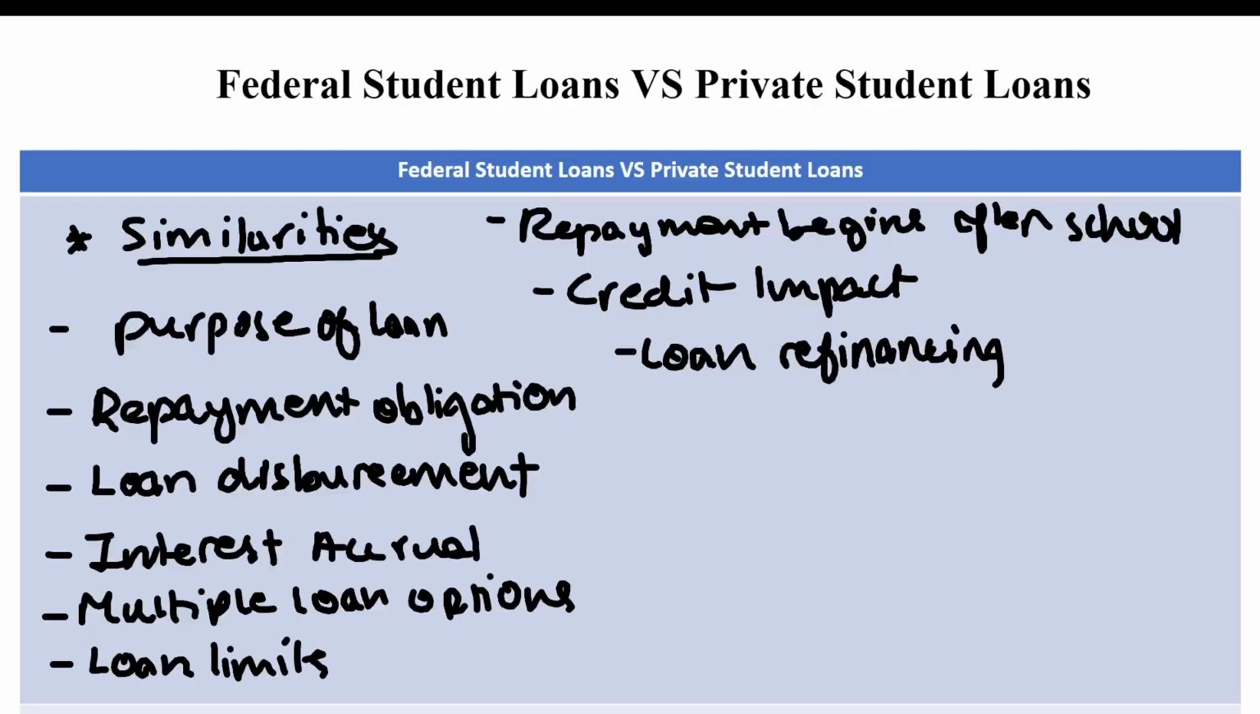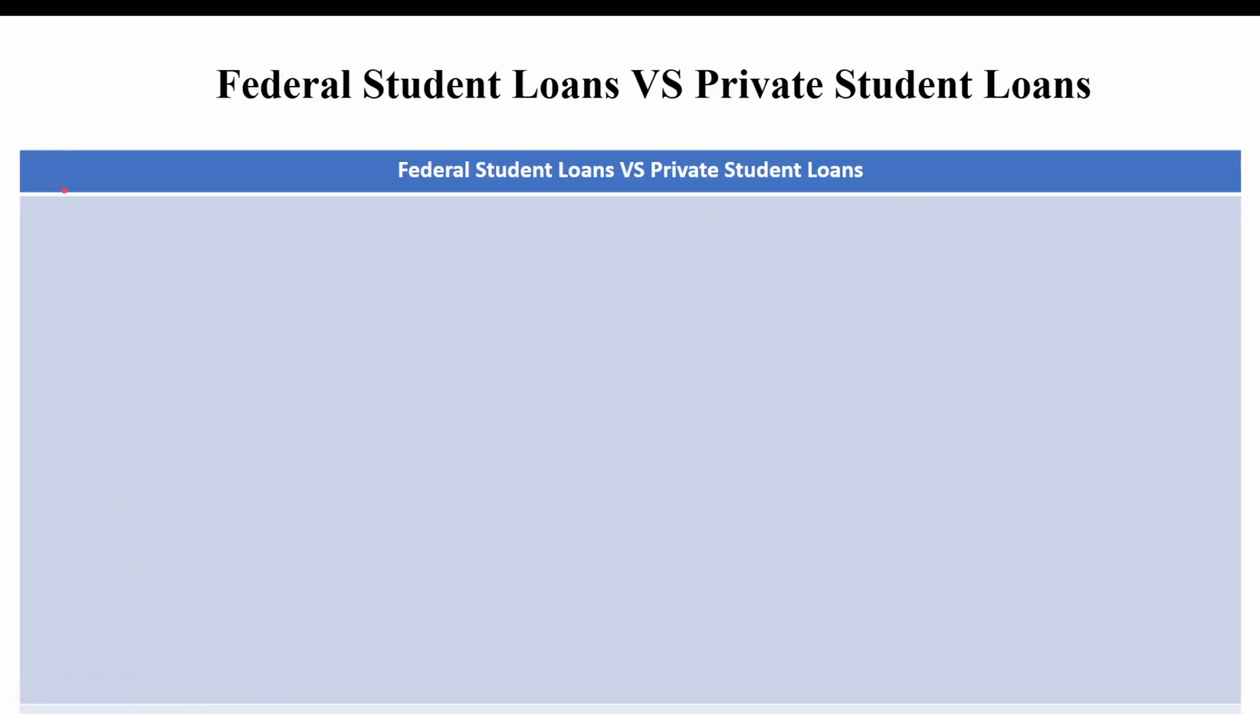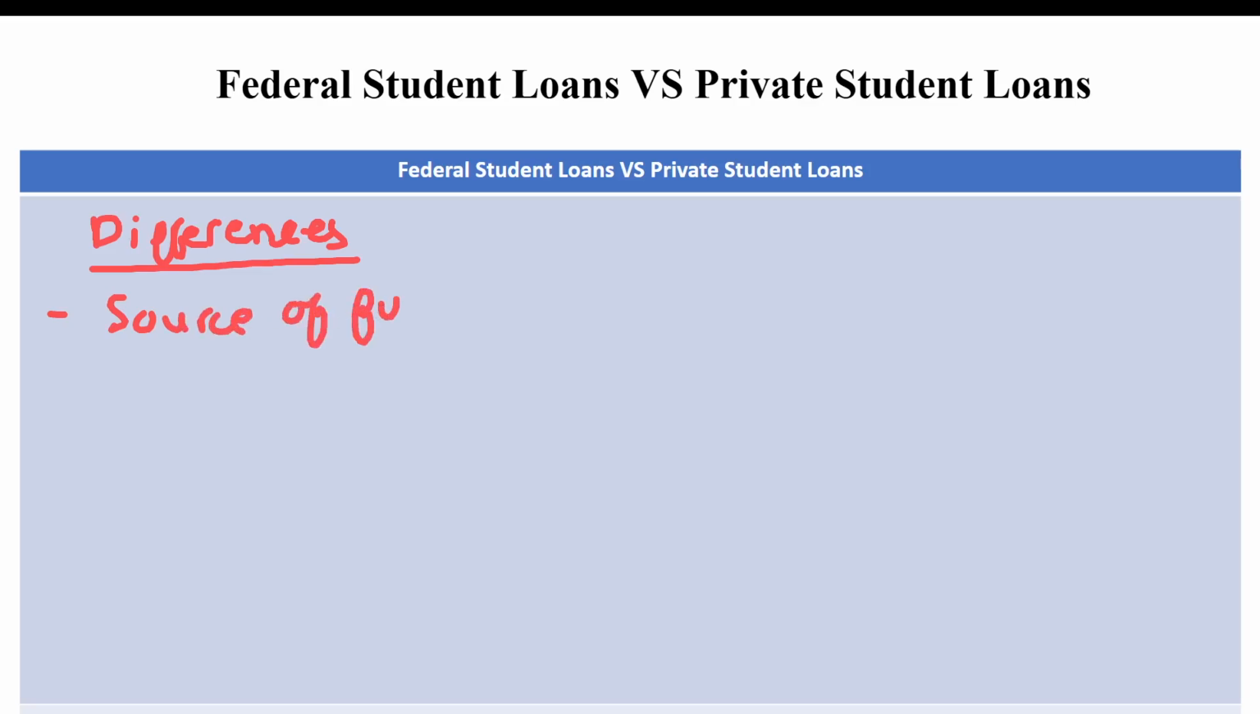So that is it for the similarities. Now we're going to look at the differences. The first difference that we have is source of funding. Federal student loans are issued by the US Department of Education and funded by the federal government.